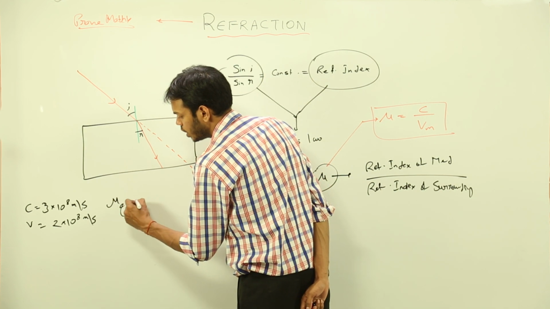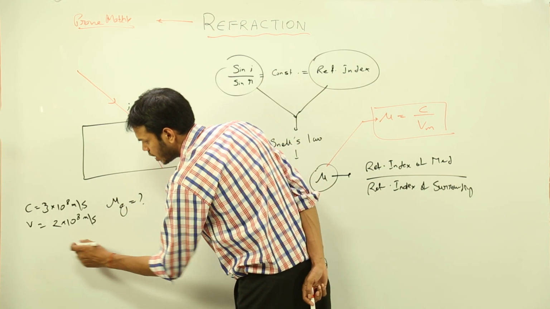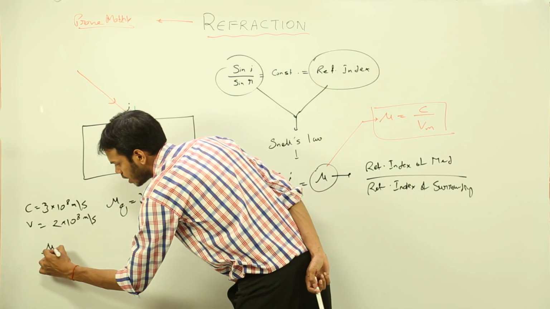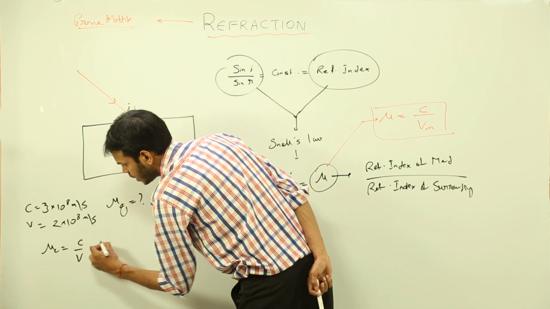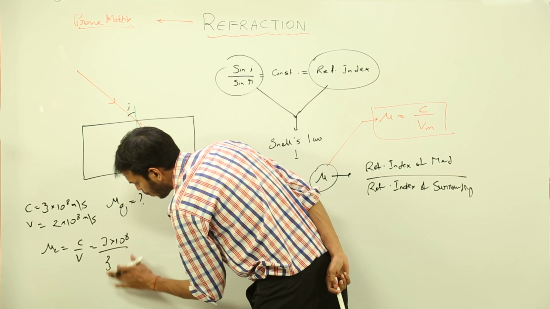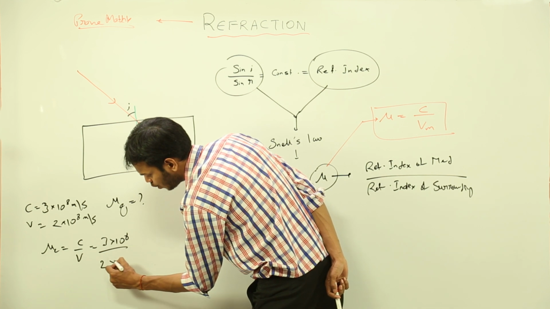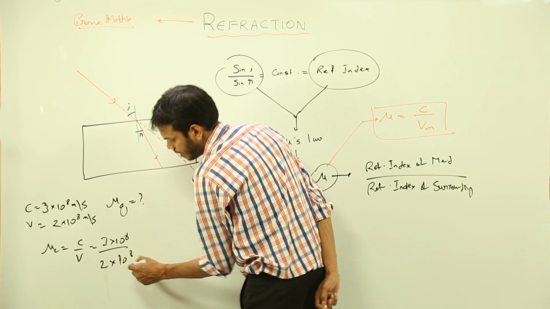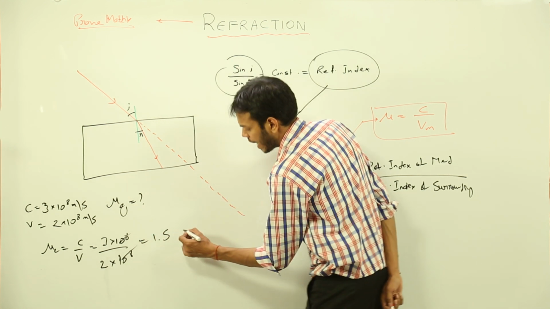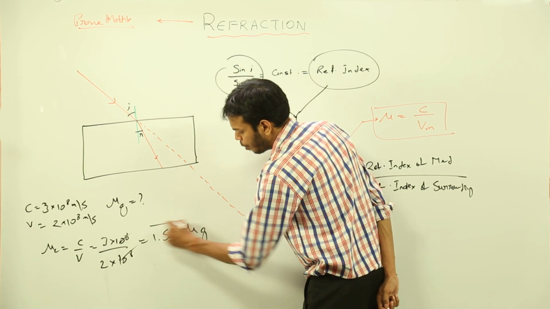What is mu g? I will apply this formula. Mu g is C upon V, which is 3 into 10 raised to power 8 over 2 into 10 raised to power 8. What am I left with? 1.5. So the refractive index of glass is 1.5.